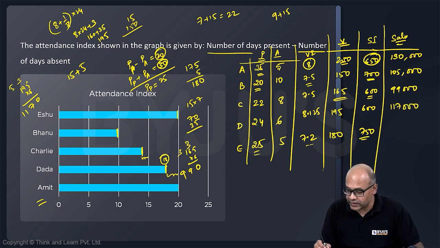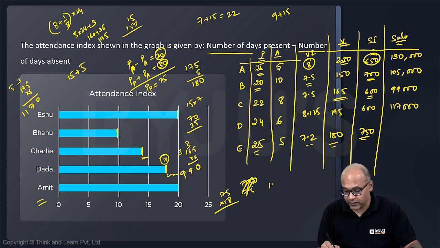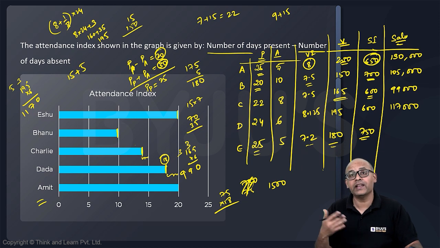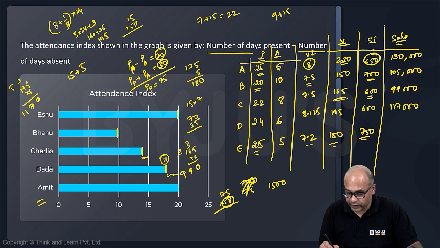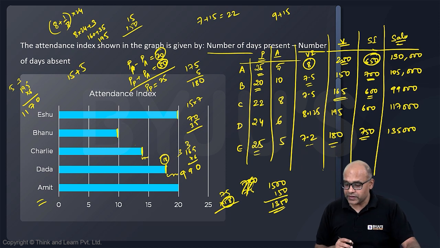And 750, so 75 into 18. I have 75 into 18. 750 I can take plus another 750. So basically 75 into 20 is 1500. From that I have to take 75 into 2 because I want only 18, I don't want 20. 75 2s are 150. So this is going to be 1350. Okay, so these are my values.